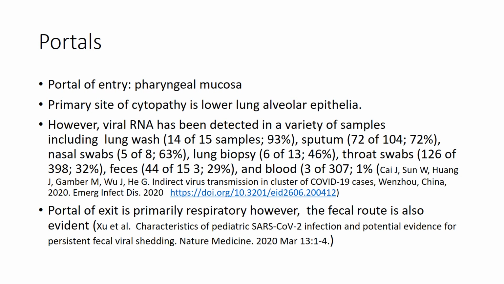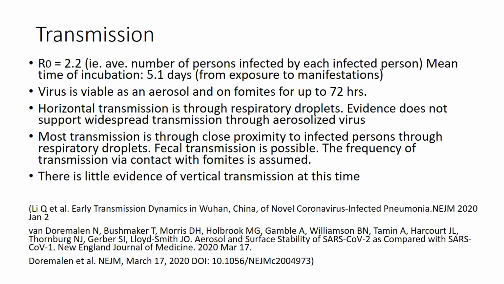So the portal of exit is primarily respiratory. The fecal route is probably, but fecal transmission, as I said, is also possible. Transmission via fomites is assumed. At this point, probably more information is needed to support that. And there's also little evidence of vertical transmission. Vertical transmission is passage from the mother to her offspring.